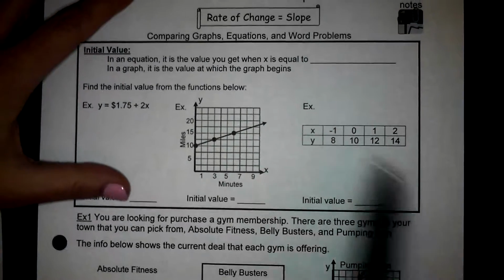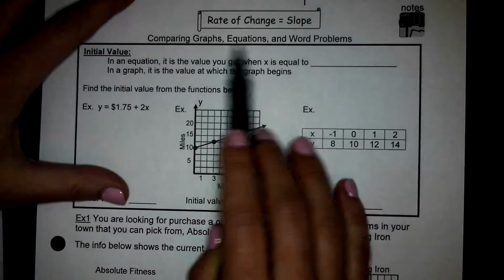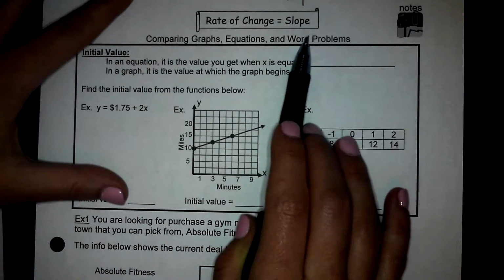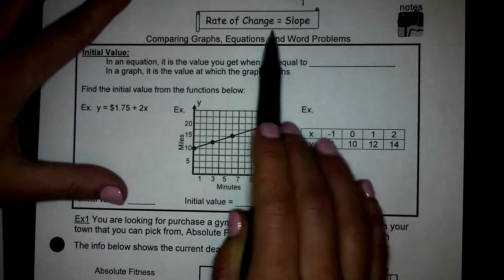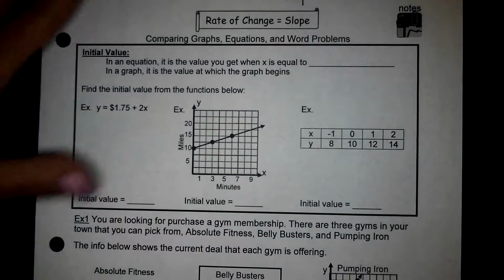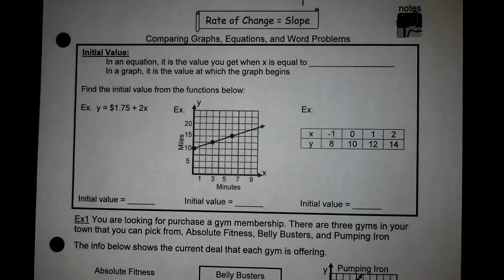I want you to take a look at the top of your note sheet. This ribbon up here is very important. It says rate of change is equal to slope. I know that we've talked about this already. Rate of change is the same thing as slope. It's the rise over the run. It's the change in y over the change in x. It is your unit rate. It lets you know how much something is changing or moving.